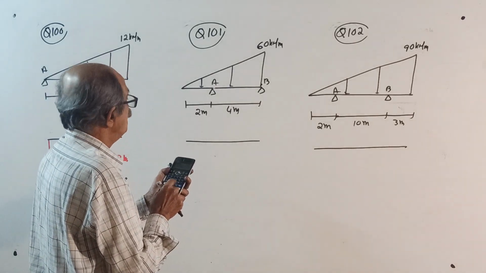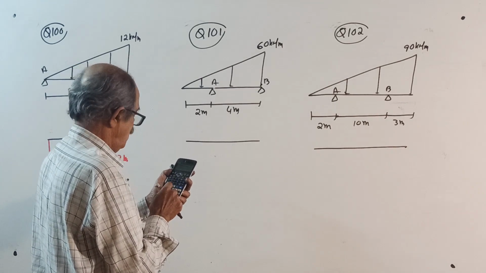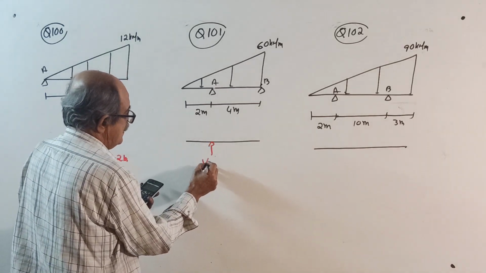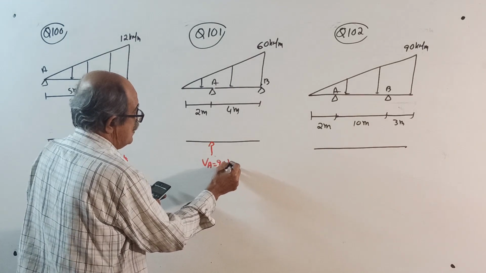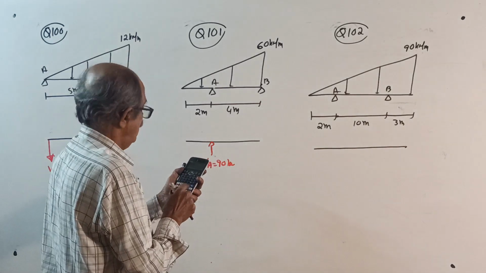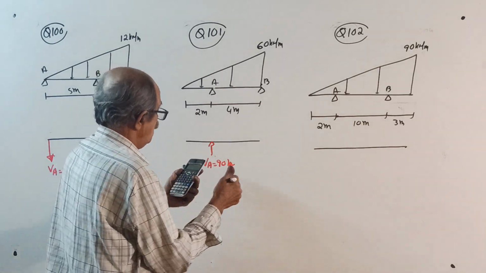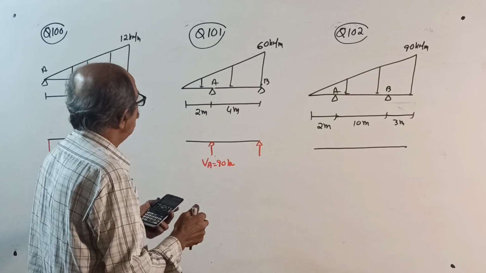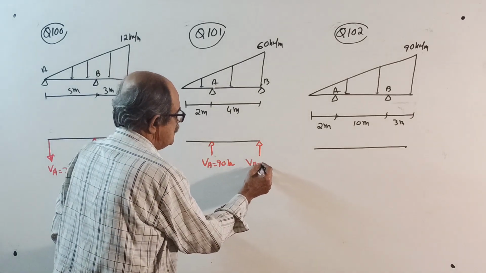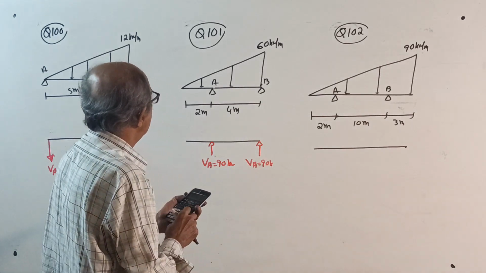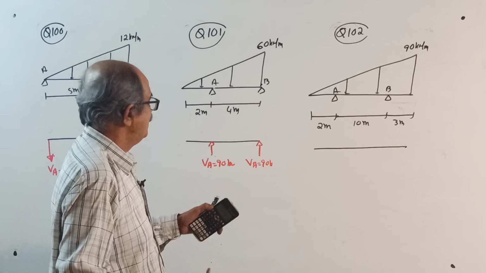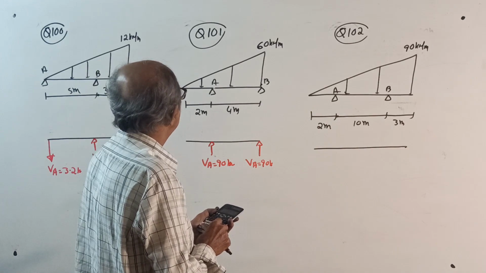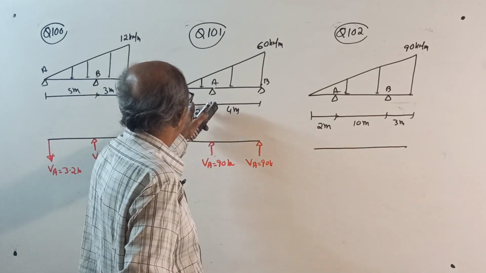Half into 6 into 60 into 1 by 3 of 6 divided by 4. 90 kilonewton VA. VB minus 60 into more. This is also 90 kilonewton. Okay? I think both are equal. Okay, it can come equal. 1 minute, no? Yes, coincidence. These both came equal by coincidence. That's all. 6 means 2 plus 4, 2 plus another 2 here.